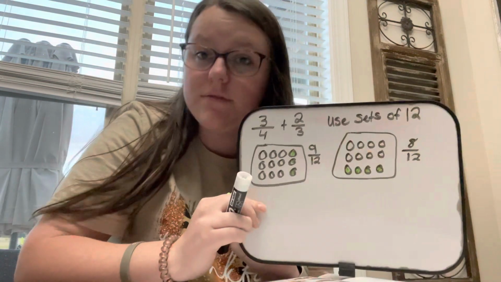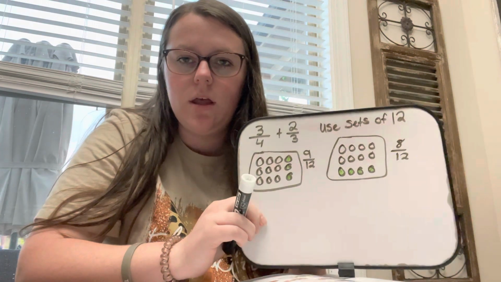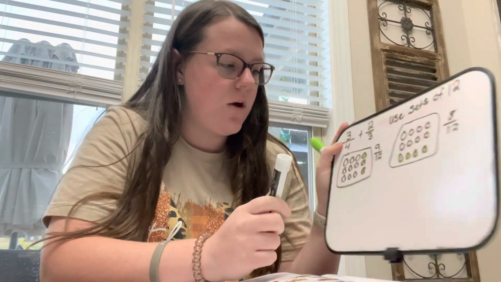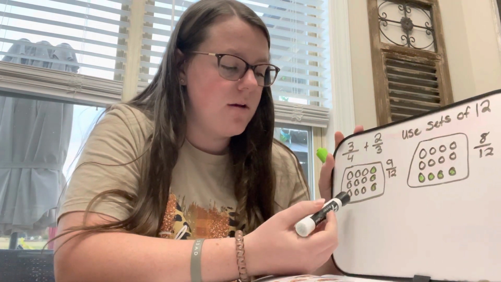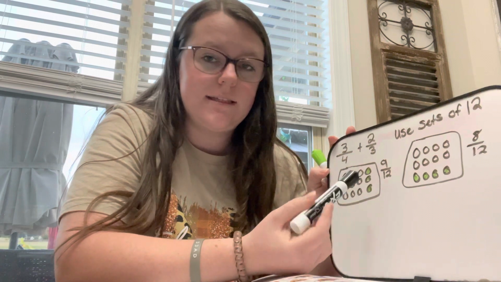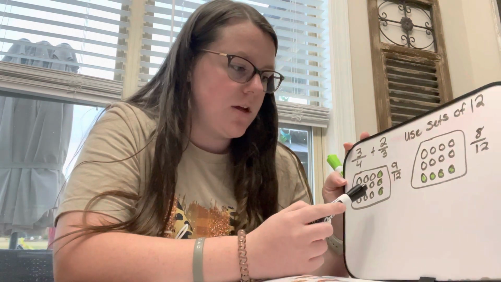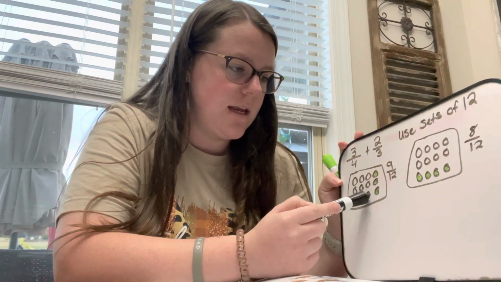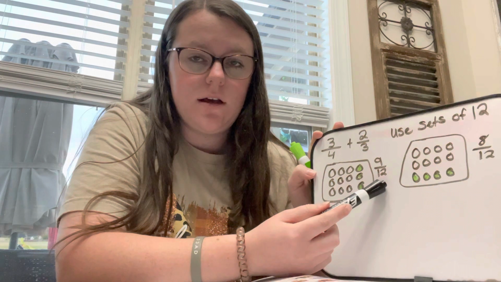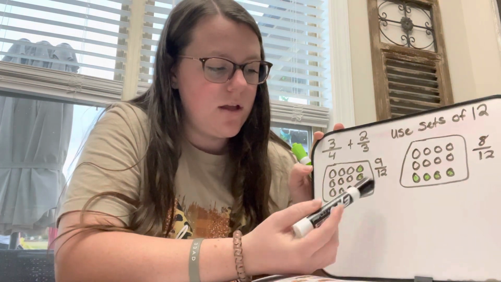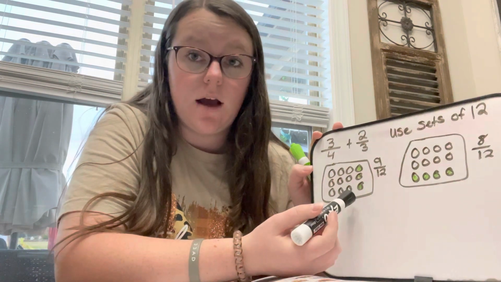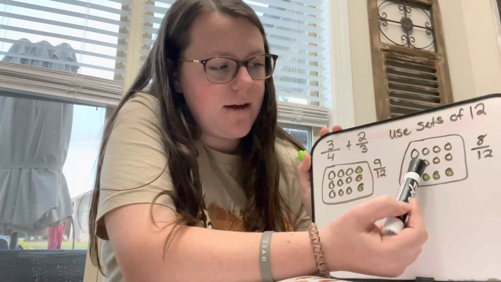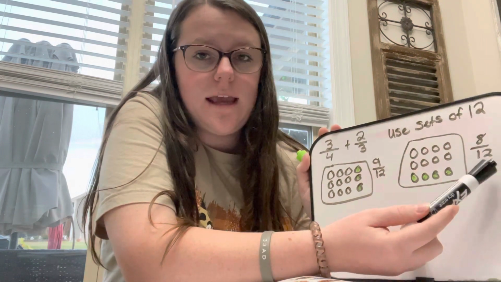So now to solve this problem, if I have no idea what to do, I have my 12, I represented my fractions, and now I need to count the circles that are in this set that are not shaded. So I have 1, 2, 3, 4, 5, 6, 7, 8, 9. So I have 9 12ths because there's 12 dots in all. And then I can go over here and do the same thing. So I have 1, 2, 3, 4, 5, 6, 7, 8. So that gives me 8 12ths.